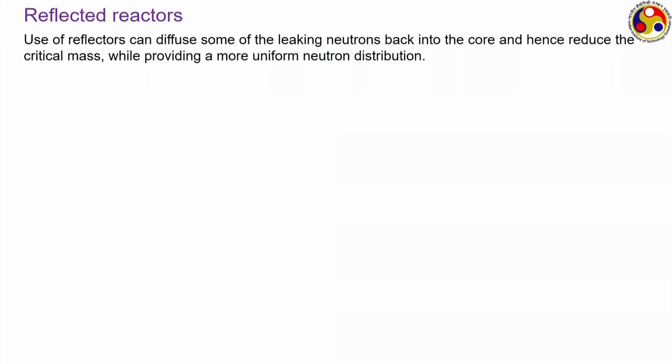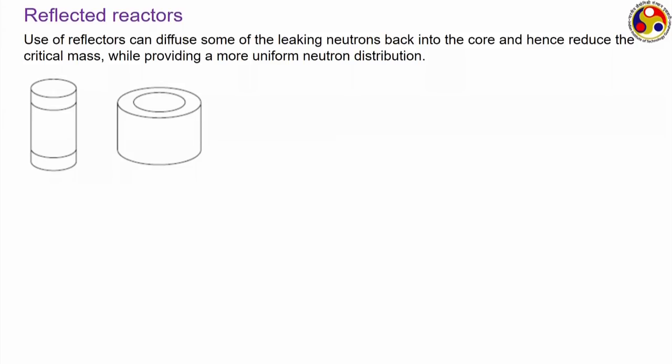But reflectors are materials which have a higher scattering cross section, and so they can reflect or diffuse some neutrons back into the reactor, and hence they can provide a reduction in the total mass, or the critical mass, of the reactor. But as mentioned earlier, they can also provide a more uniform neutron distribution, and here we can see how that can be done.